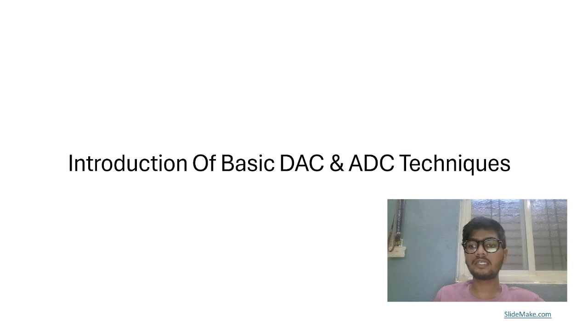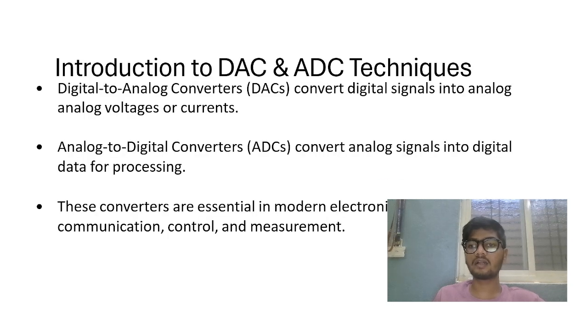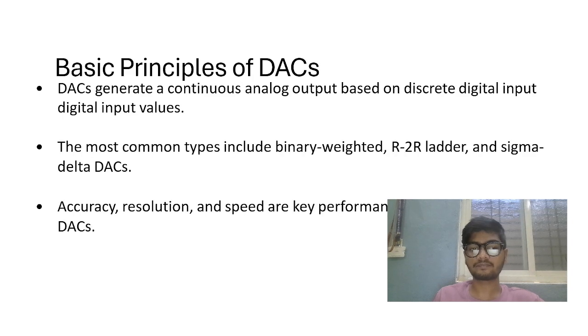What is meant by DAC is Digital to Analog Converter, and ADC is Analog to Digital Converter. Introduction to DAC and ADC Techniques. Digital to analog converters (DACs) convert digital signals into analog voltages or currents. Analog to digital converters, that means ADCs, convert analog signals into digital data for processing. These converters are essential in modern electronic systems for communication, control and measurement.